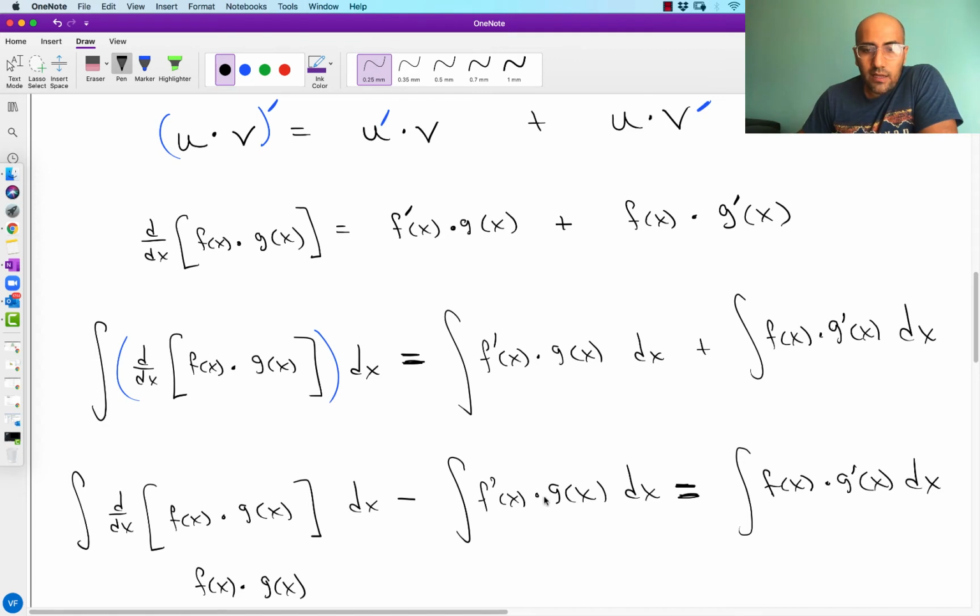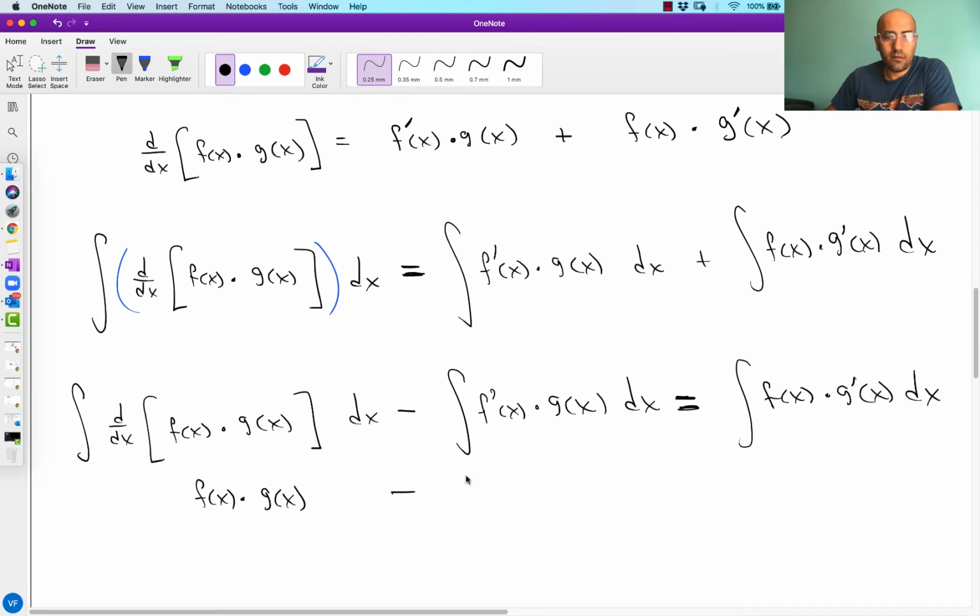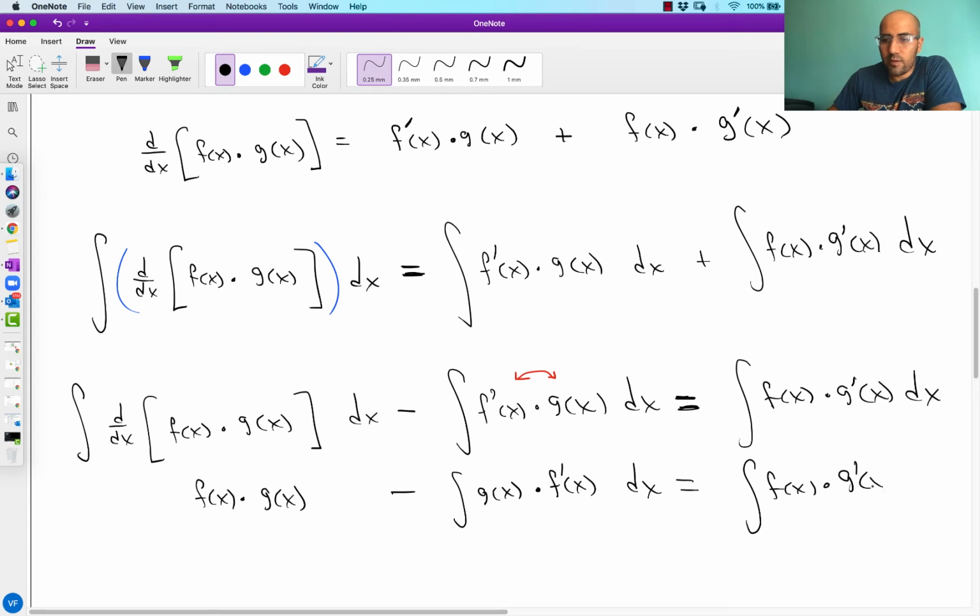Okay, next we have this minus the integral of this, and then all I'm going to do with this guy is just flip it around. That's all. So that shouldn't change the value, and this would be equal to g of x times f prime of x dx equals this guy, the integral of f of x times g prime of x dx.